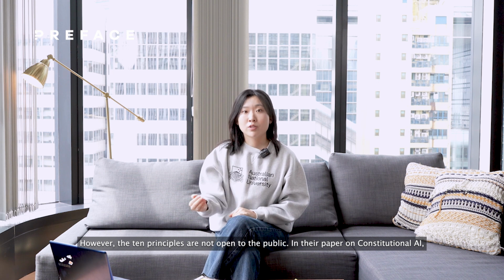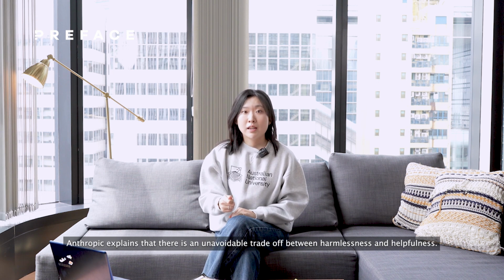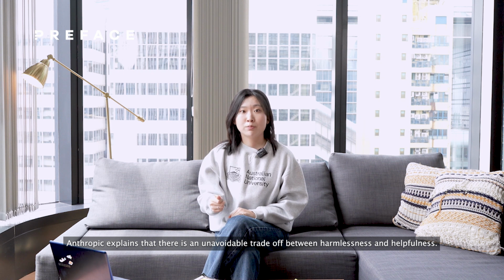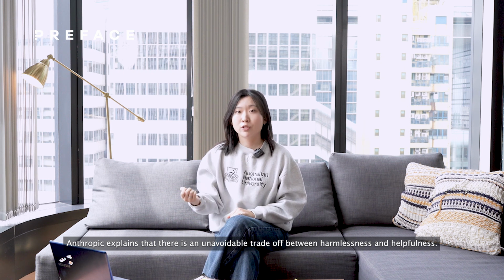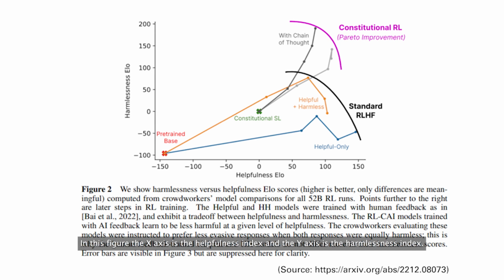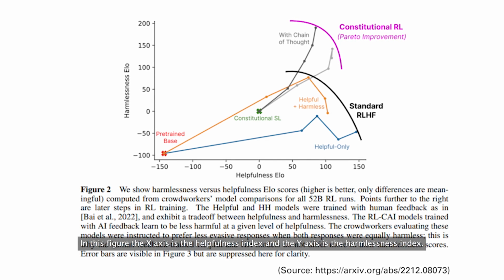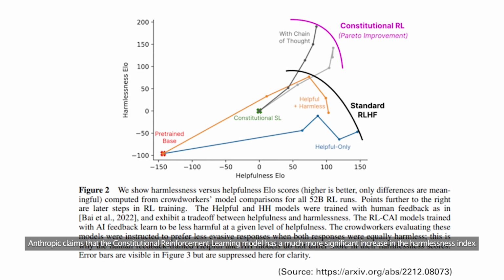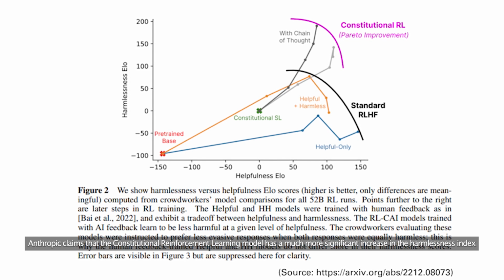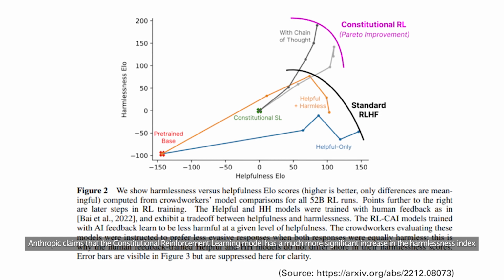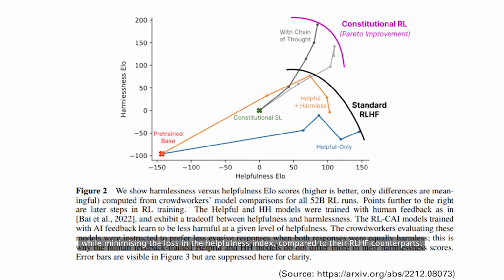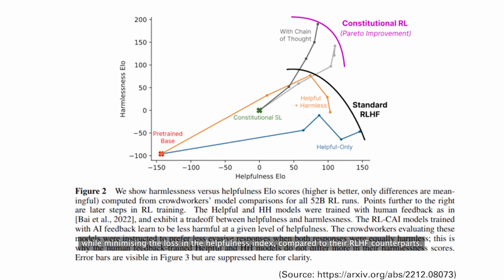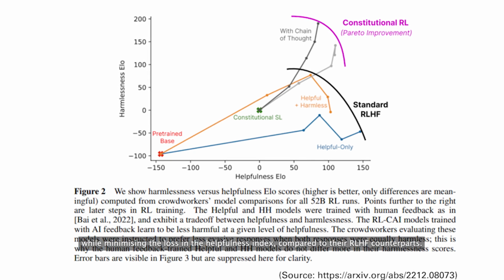In their paper on constitutional AI, Anthropic explains that there is an unavoidable trade-off between harmlessness and helpfulness. In this figure, the x-axis is the helpfulness index and the y-axis is the harmlessness index. Anthropic claims that the constitutional reinforcement learning model has a much more significant increase in the harmlessness index while minimizing the loss in the helpfulness index compared to their RLHF counterparts.